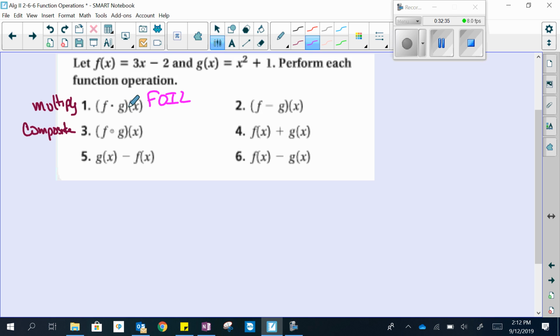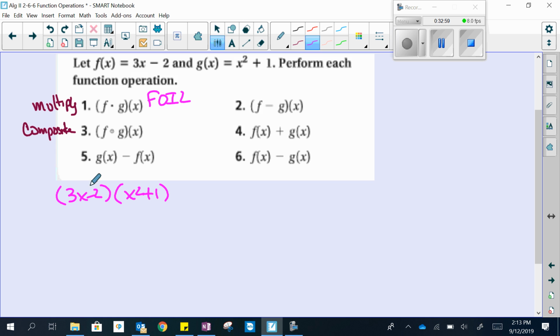How do I know it's FOIL? Because it's f times g. So f times g is 3x minus 2 times x squared plus 1. Those are both binomials. Binomials have to be multiplied using FOIL. You guys learned this and went over it quite a bit in Algebra 1. Probably didn't use it tons in Algebra 2, in geometry.